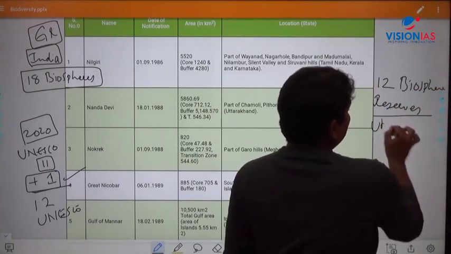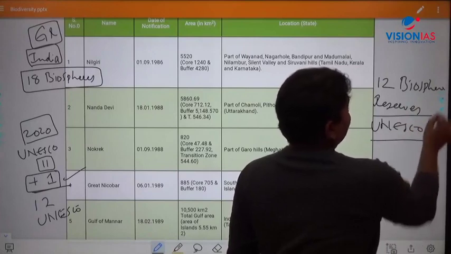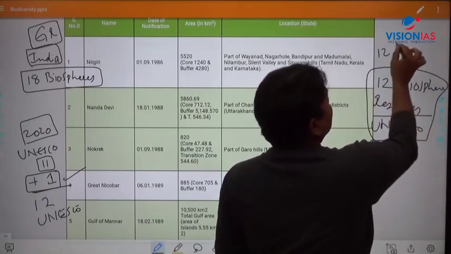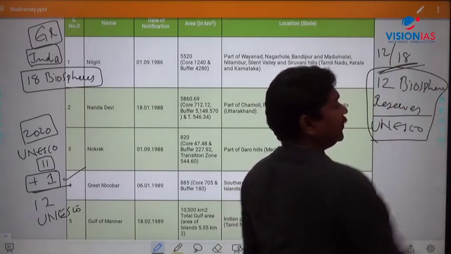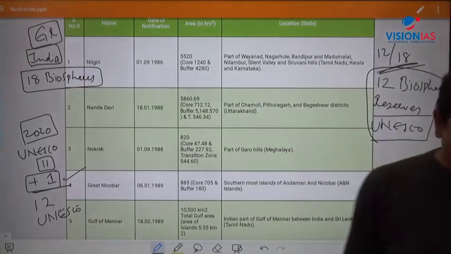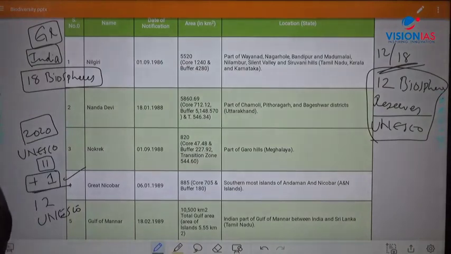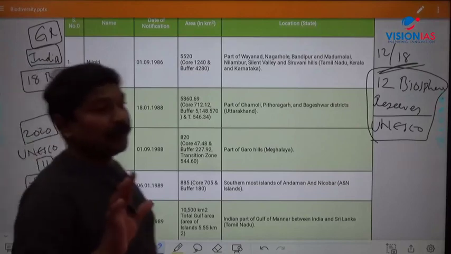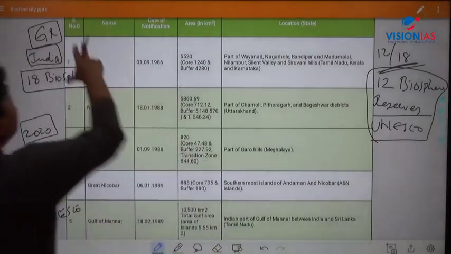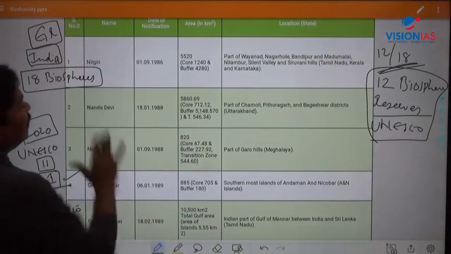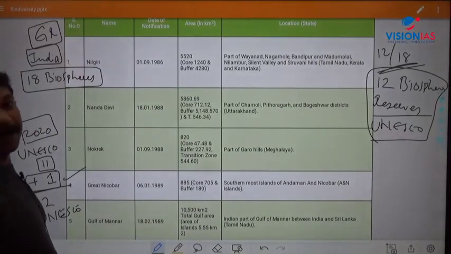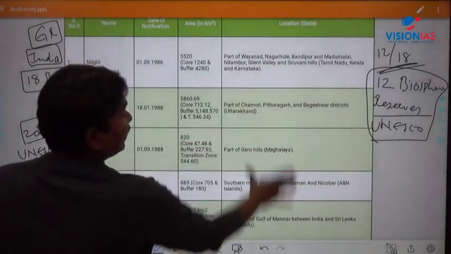Identified by UNESCO, 12 out of 18. Come on, write on there itself, 12 out of 18 were identified by UNESCO. What are those UNESCO identified centers? Write down in the form of a table, with serial number, name of the biosphere reserve, and what are the areas that are included here, like this.